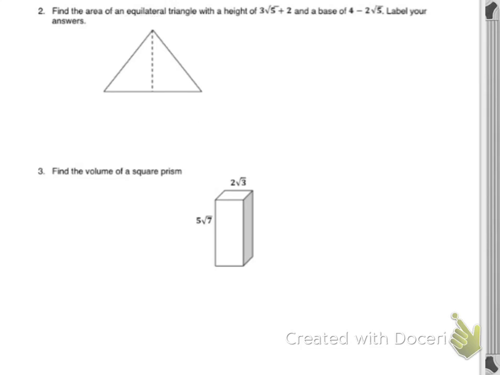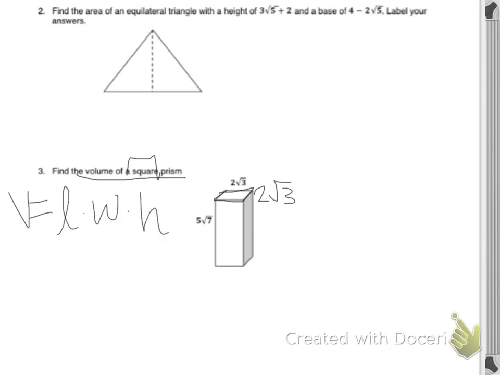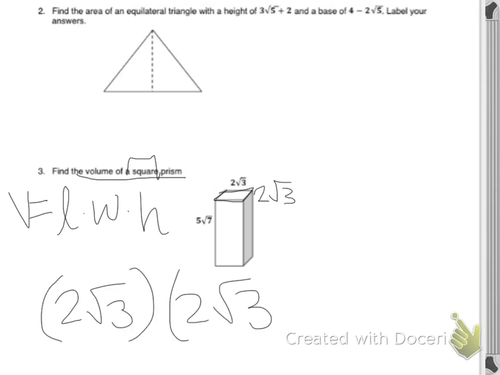Now we're going to do number 3, and it says to find the volume of a square prism. So that would mean that all these sides up here are equal. And our equation for this is volume equals length times width times height. So we're just going to plug in our numbers, which are 2 square root of 3, 2 square root of 3, and 5 square root of 7.